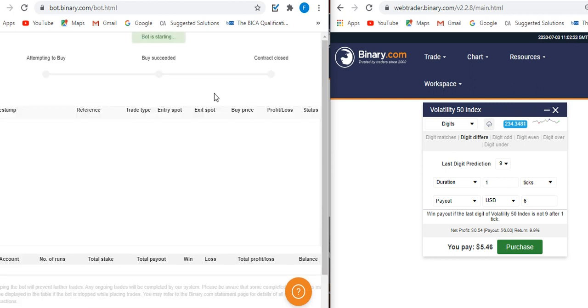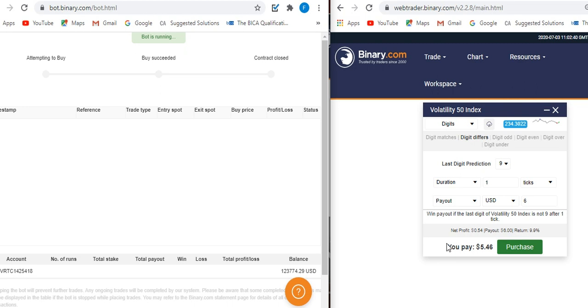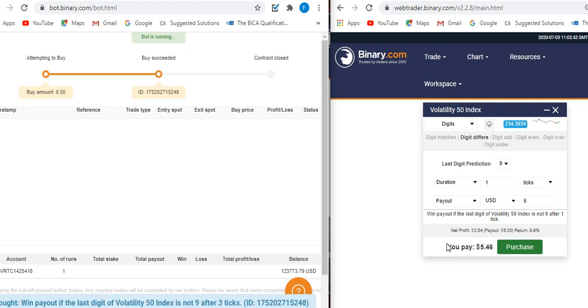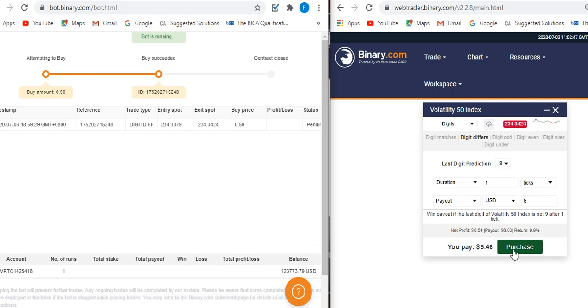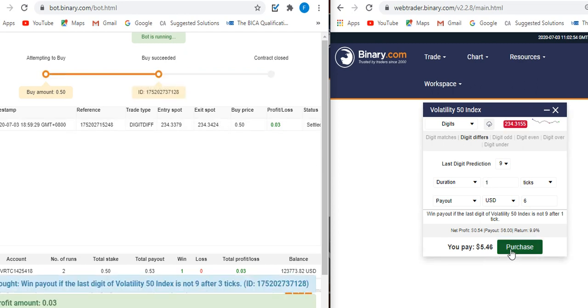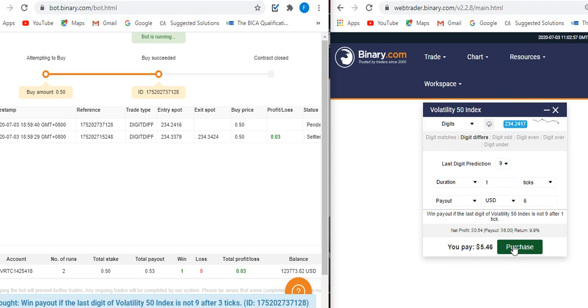So here we just started. We are following the 3 trade, right? I think my internet is slow. Sometimes it takes time to start the bot. Okay, you have to be alert and ready. Once you see 9 here, you have to put the trade immediately, no need to wait. That is the strategy we are following.